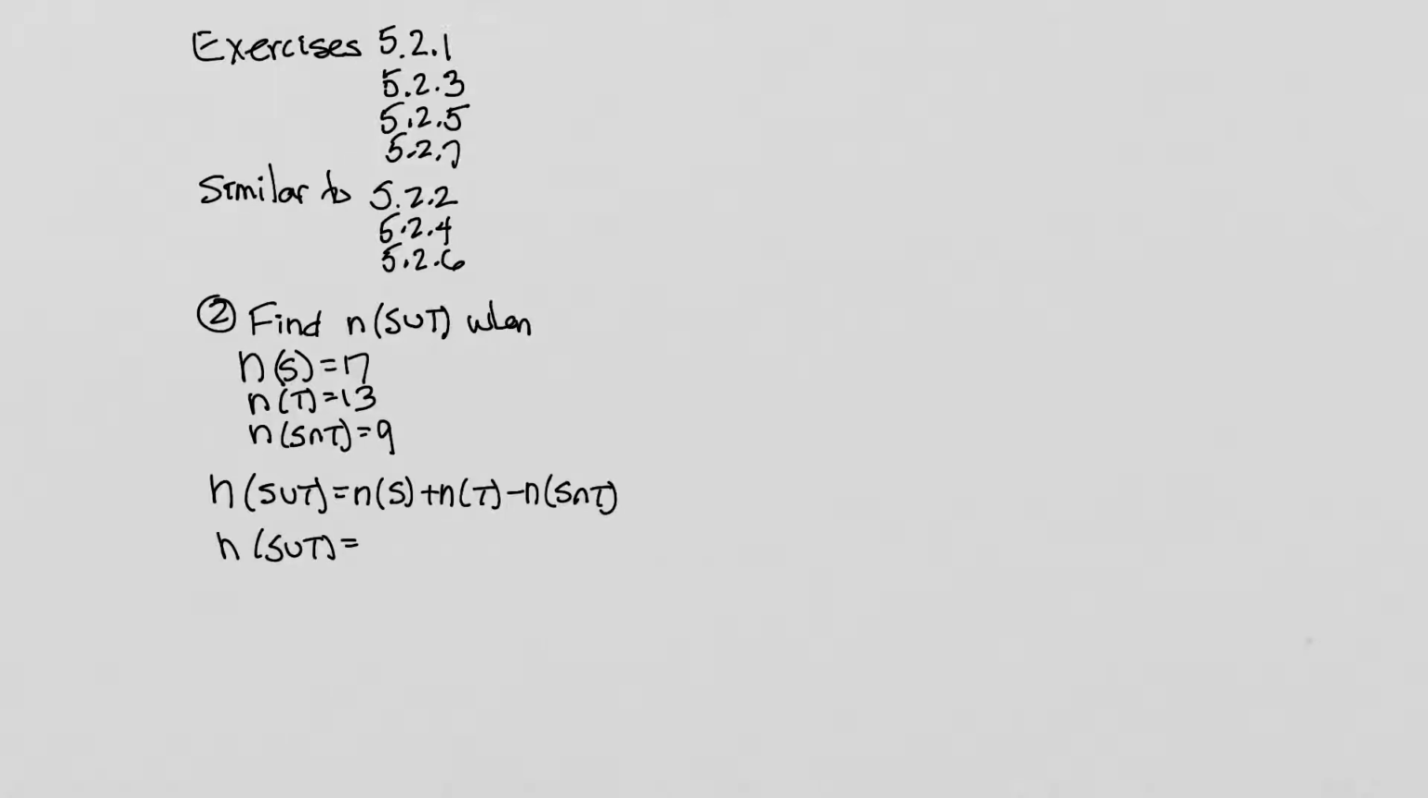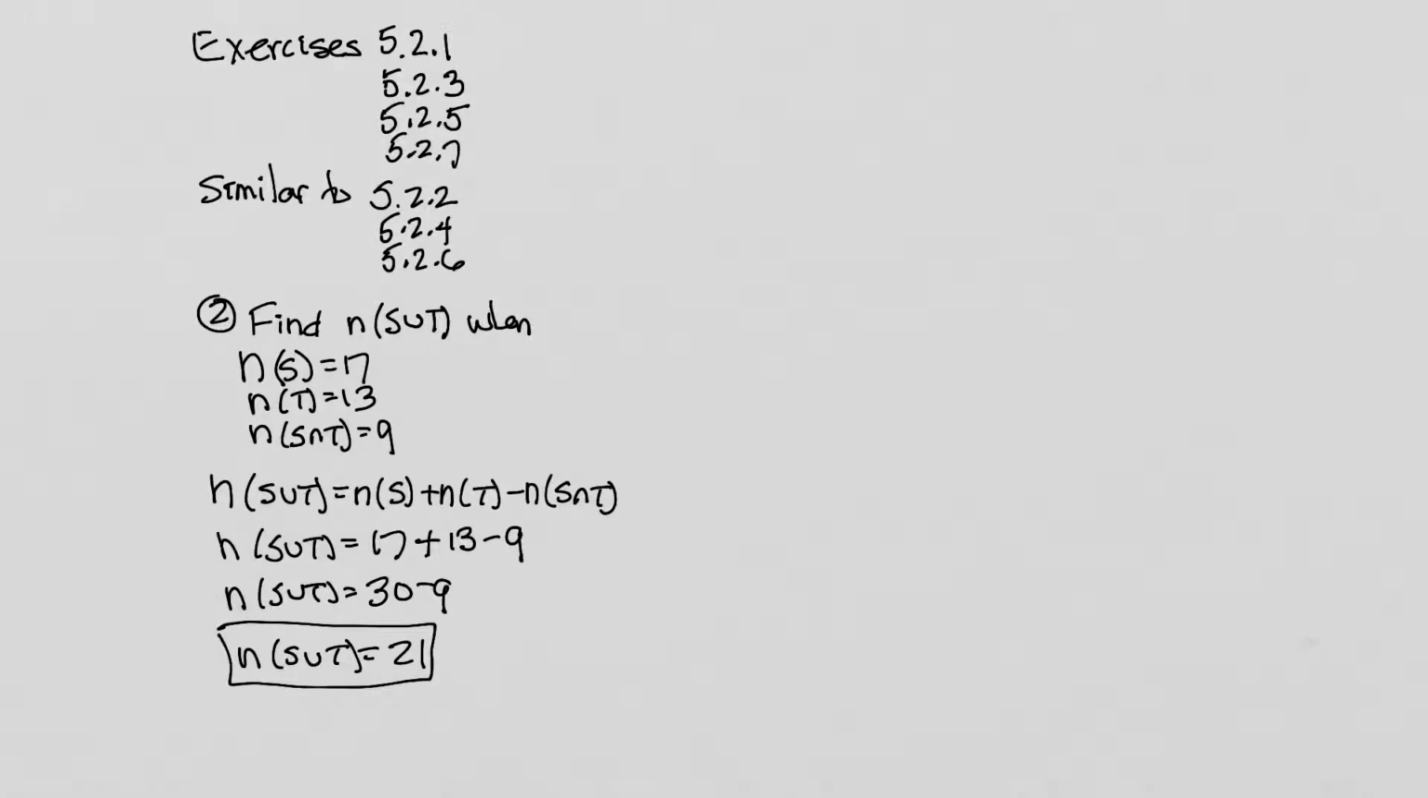That's even the number in S, which is 17. Number in T, that's 13, minus the intersection, that's 9. So we'll have the number in S union T being, now, 17 and 13 is 30, so we might even write that 30 minus 9, so we'll get the number of elements in the union is equal to 21.